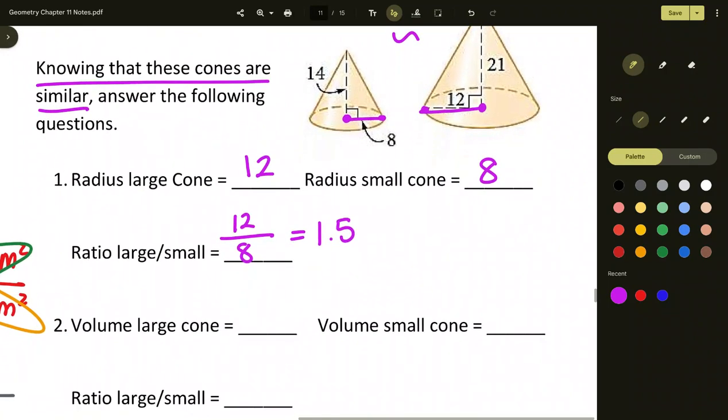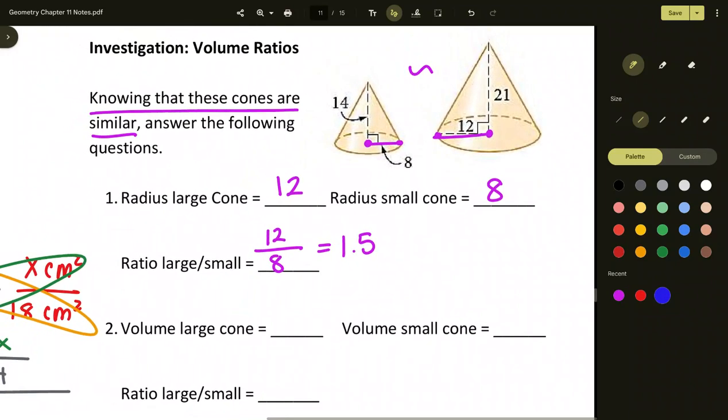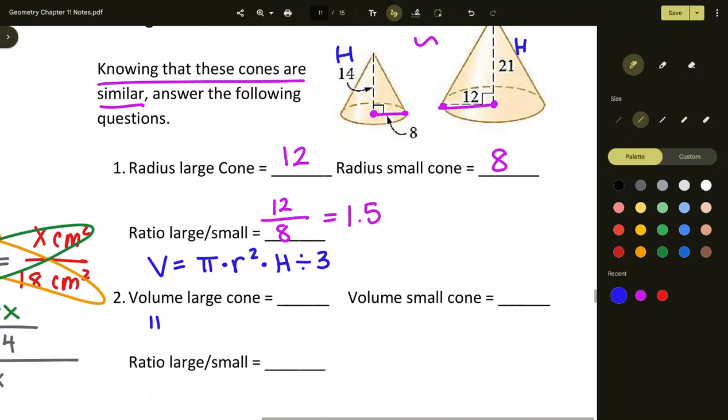All right, now when I compare volume, it's a little bit more complex. We're going to have to reach back into our memory to figure out how do you find the volume of a cone again. So remember, volume of a cone is pi times radius squared times the height of the cone divided by 3. So for the large cone, our height is 21, and the small cone, the height is 14. So I'm going to do pi times 12 squared times 21 divided by 3 for the large cone.